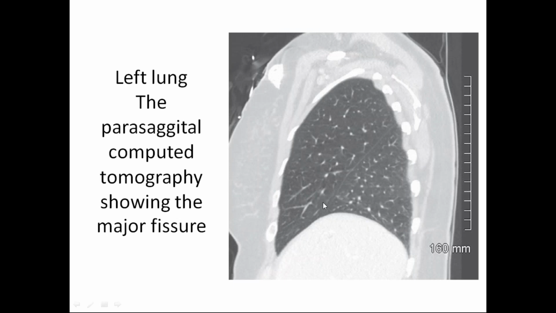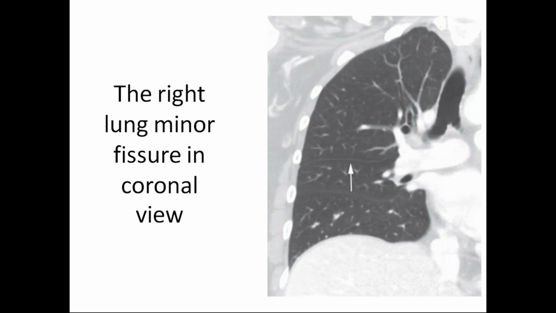This is the image of left lung parasagittal section, CT image, showing the major fissure as in the previous image. This is the right lung minor fissure in coronal view.